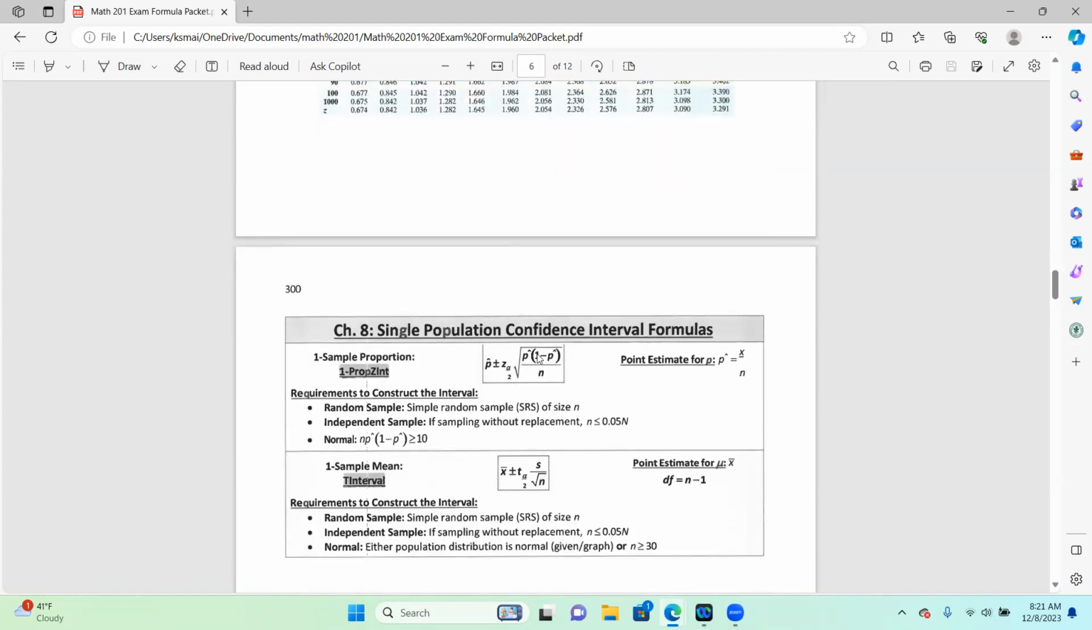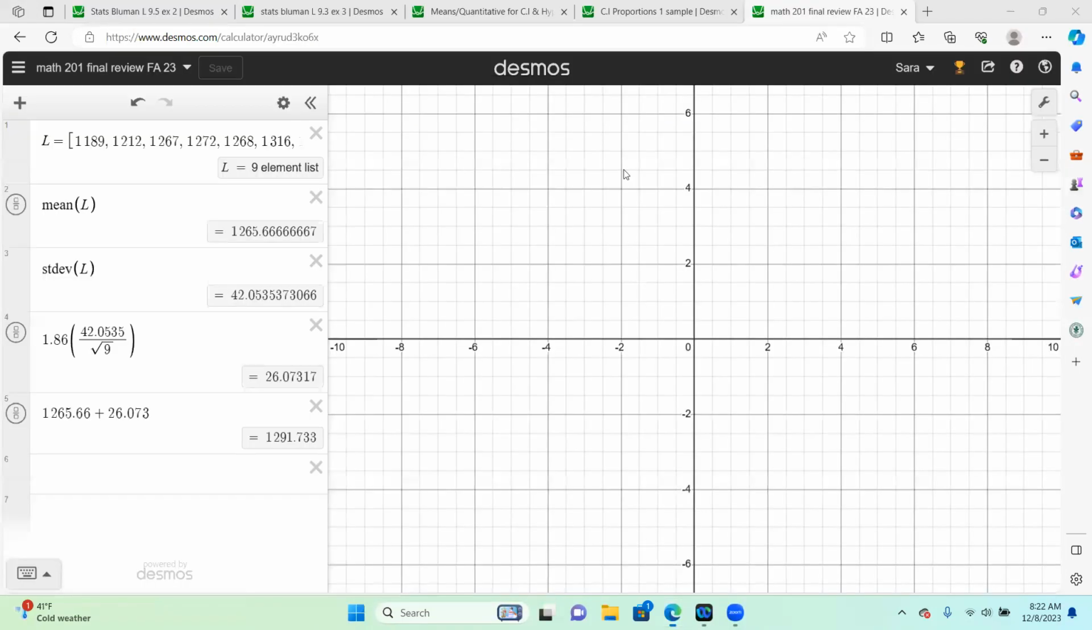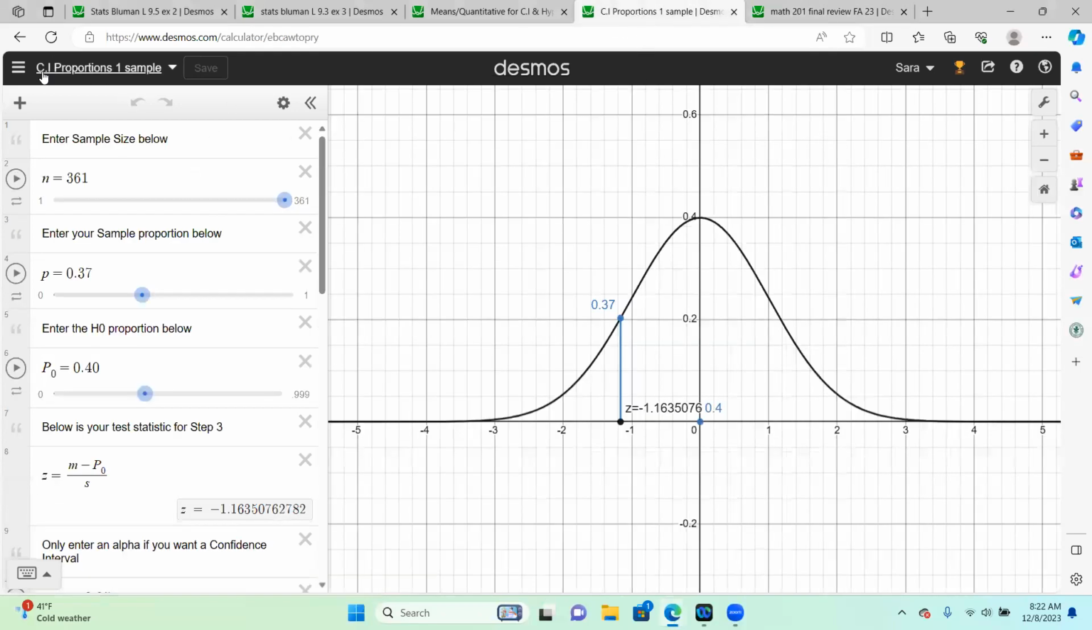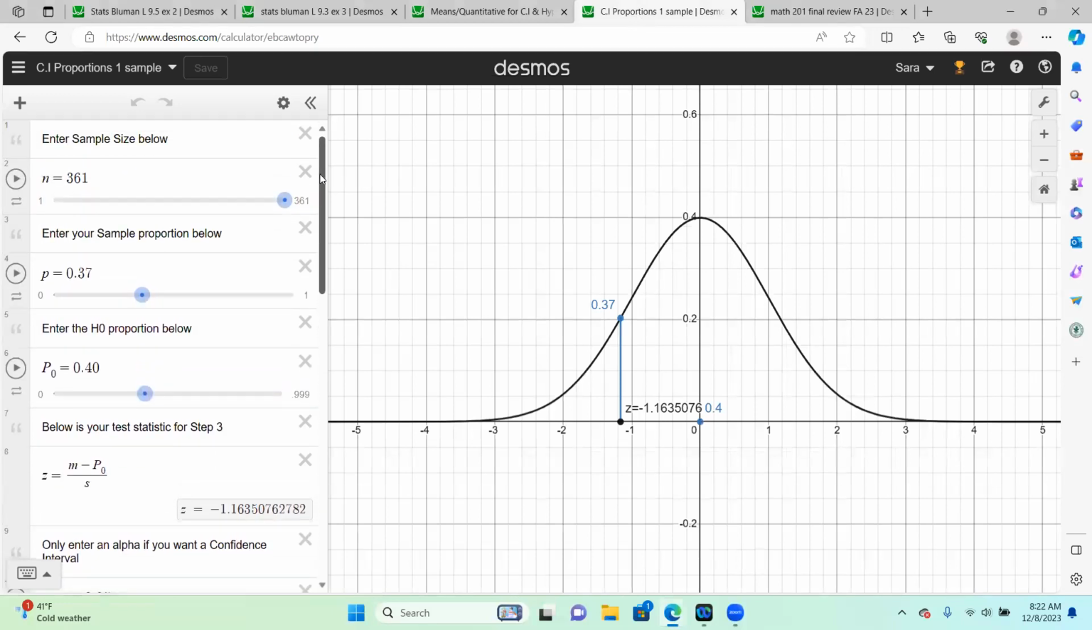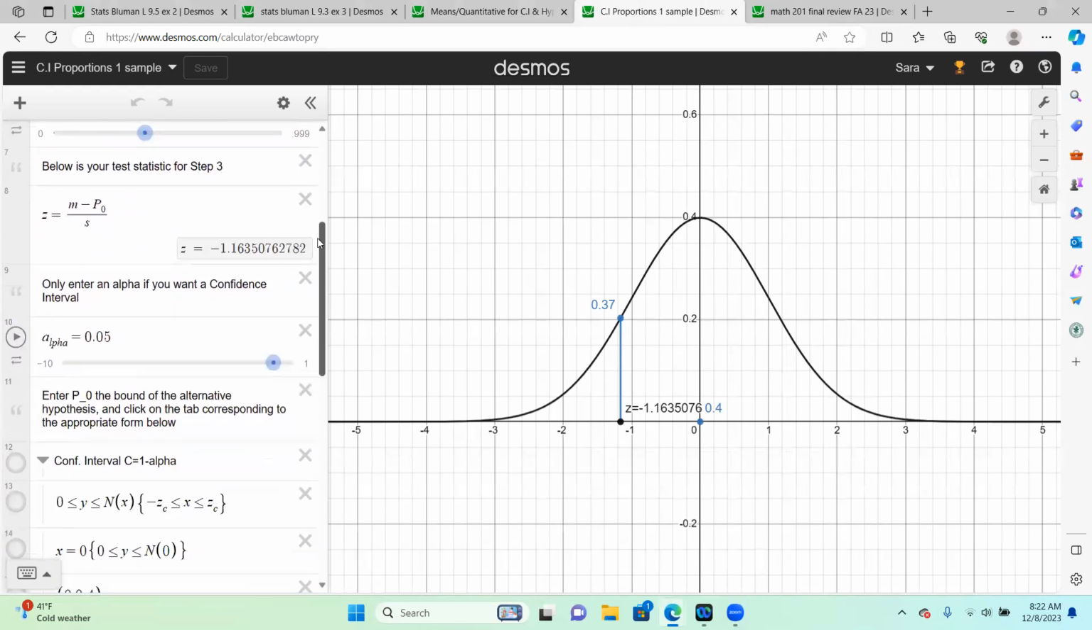Okay, so this is the formula, P hat plus or minus Z times the square root of P hat times 1 minus P hat divided by N. But I am actually going to use the program in Desmos for proportions. It should say confidence interval proportions one sample. I would suggest saving that in your Desmos, just so it's handy. I have put this link in the final exam for you to use.